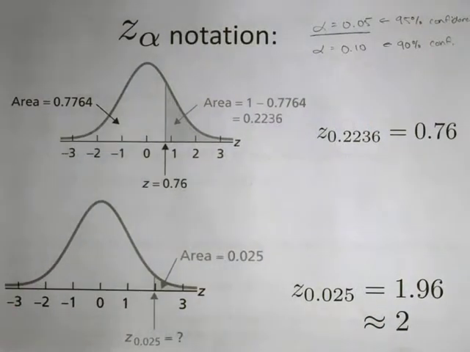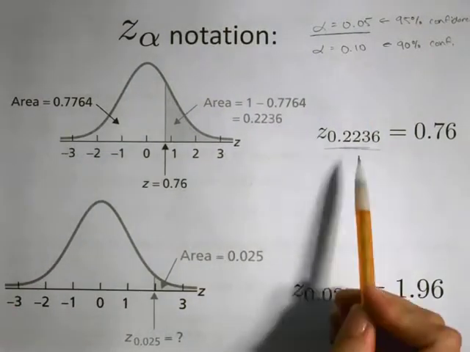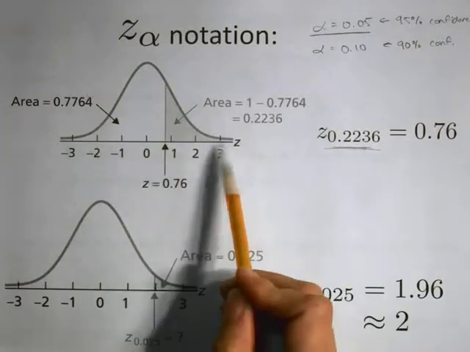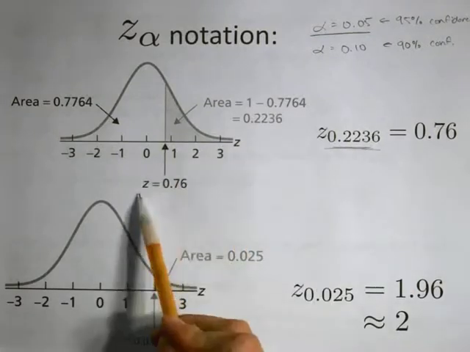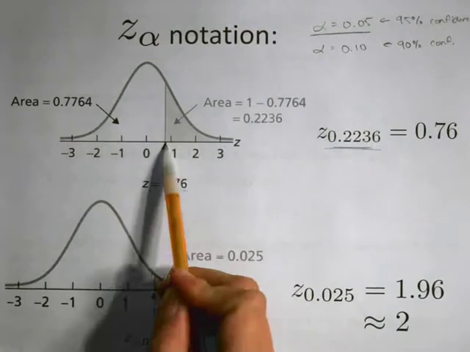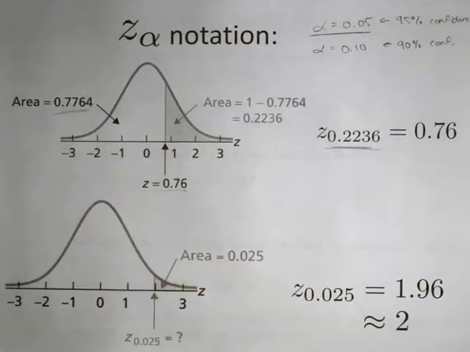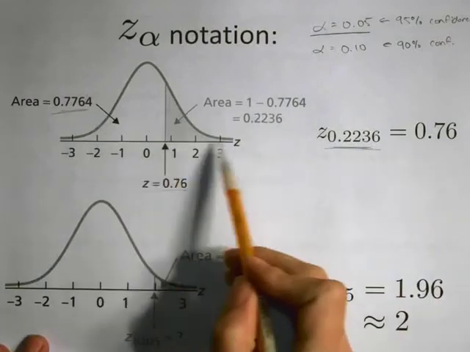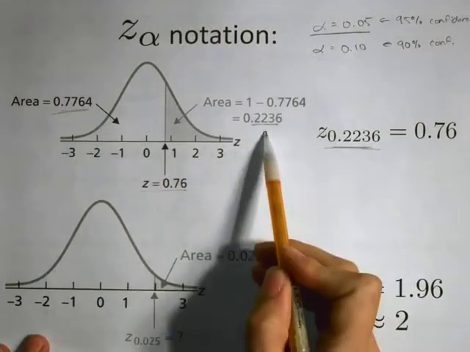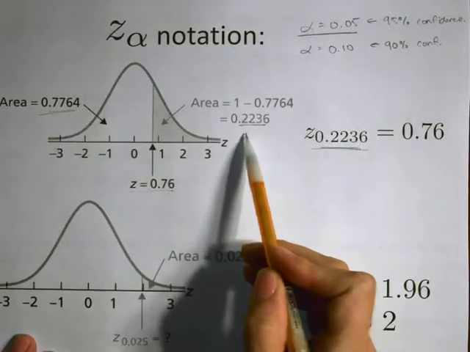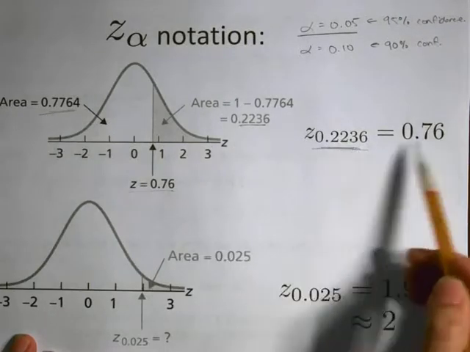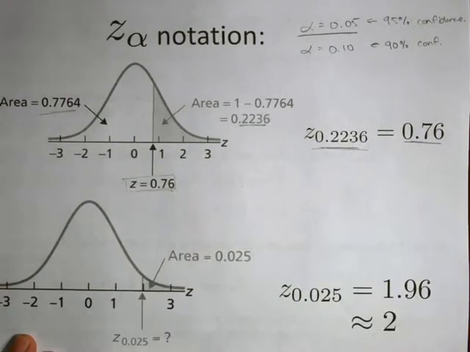And where alpha comes into play is that alpha is this number here, which tells you the area to the right of the curve. So for a Z value of 0.76, the area to the left of the curve, which is what you would get when you look this up in a Z table, would be 0.7764, which means that the area to the right of the curve is 0.2236, 22.36%. So Z of 0.2236 is 0.76.